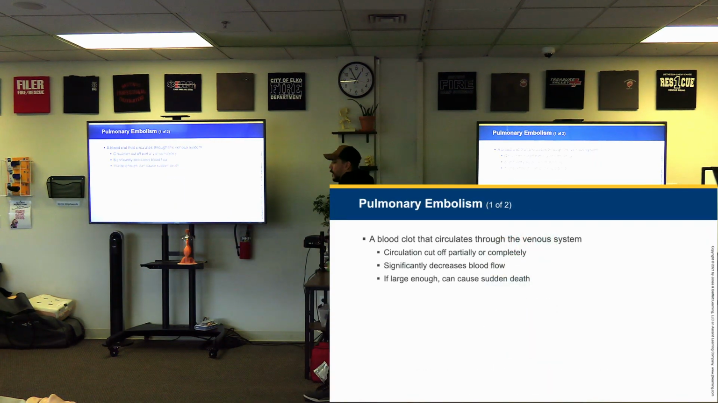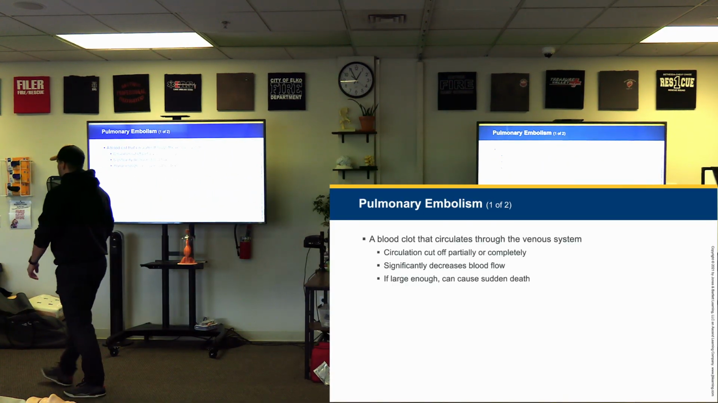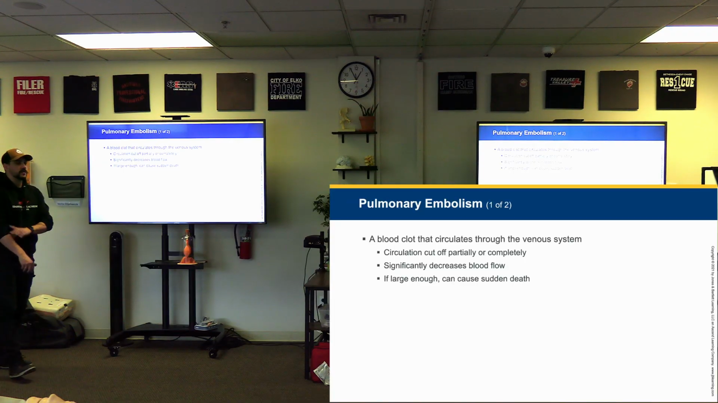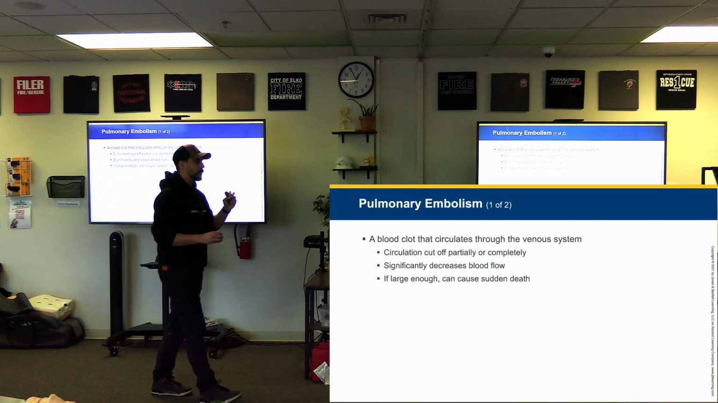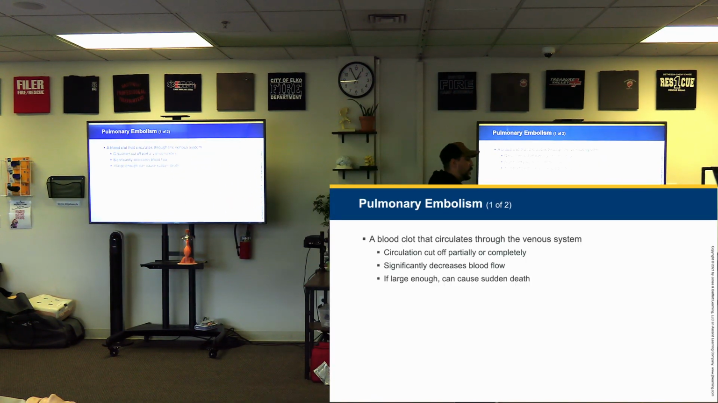Okay, continuing on the train, we have PEs, pulmonary emboli, or embolus. Pulmonary embolism, if you want to get particular, but a blood clot that circulates through the venous system. So differences, we have thrombus, and we have an embolus, right? A thrombus is a stationary clot. An embolus is a moving clot. Now, not to say those two things can't become interchangeable, not so much in the verbiage, but a thrombus can become an embolus, which can become a thrombus, which can become an embolus, and so on and so forth as it gets stuck and moves and gets stuck and moves, okay?